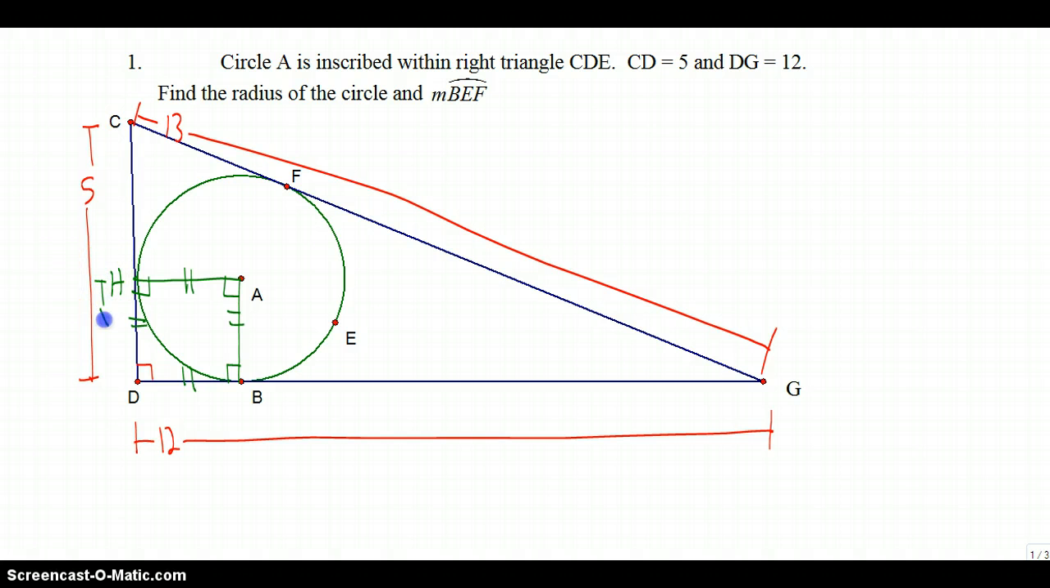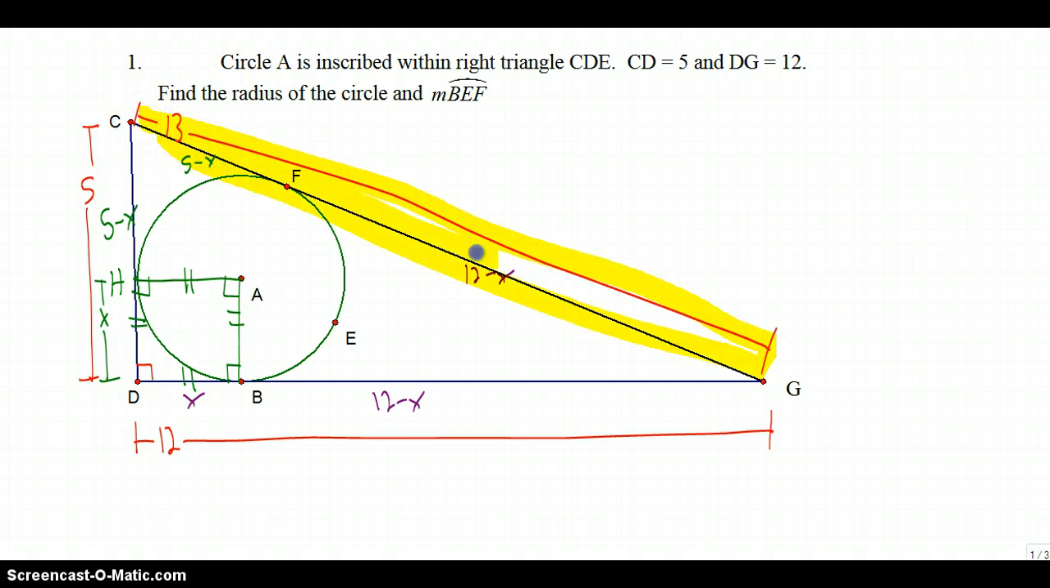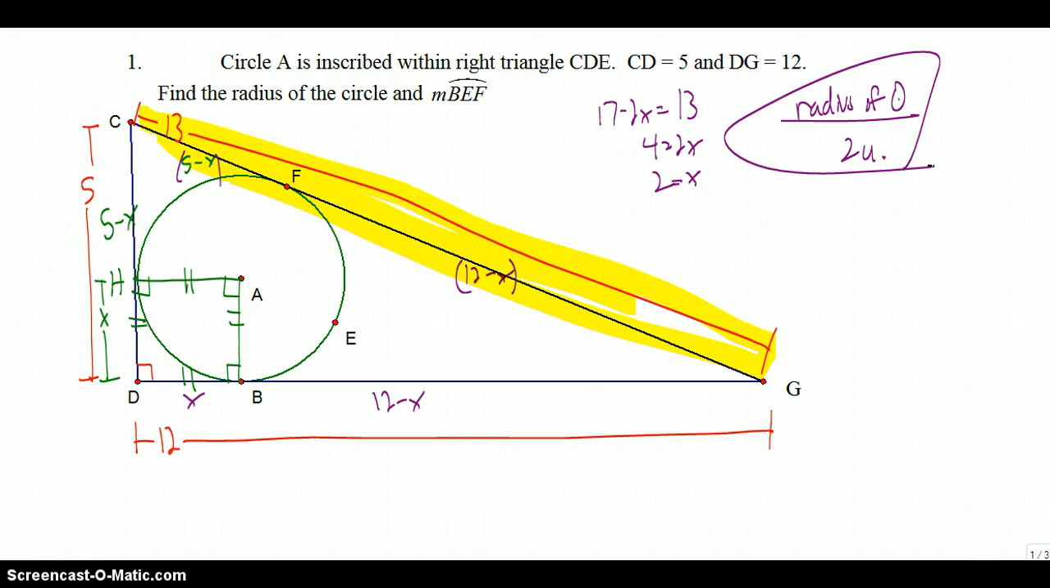To find the radius of the circle, I'll call this length x. That means that the radius of the circle is also x. Using a bit of a walk around, I know that these lengths are 5 minus x, and these lengths are 12 minus x. So if we add these expressions together, 5 minus x plus 12 minus x gives us 17 minus 2x, which must be equal to 13. 4 equals 2x, so x, the radius of the circle, is 2 units.